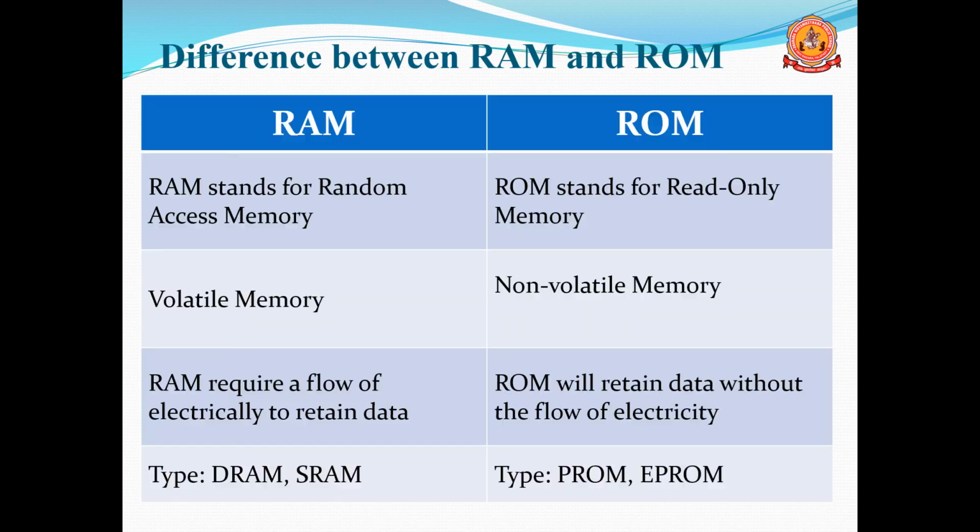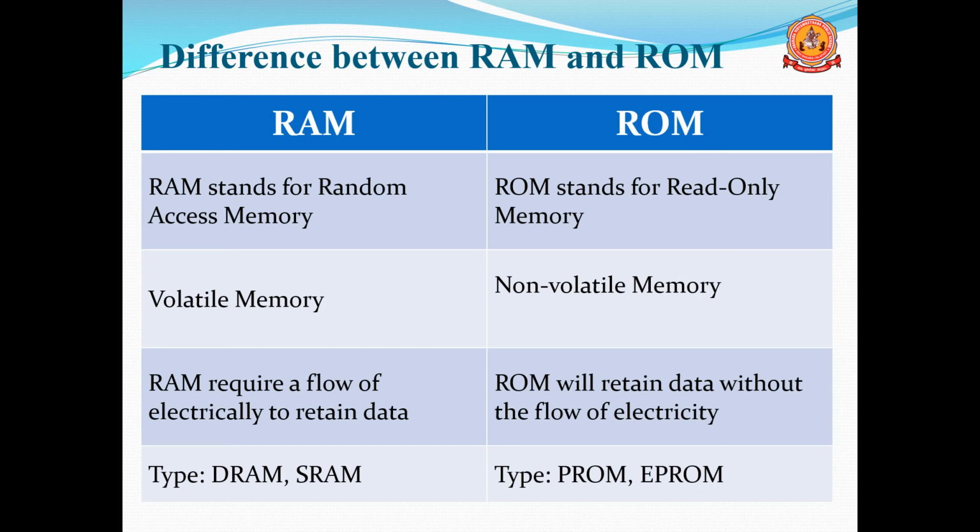Next we will move to the comparison. What is the difference between RAM and ROM? RAM stands for random access memory, ROM stands for read-only memory. That we already know. The main difference between RAM and ROM is that RAM is volatile in nature. Volatile means it is a volatile memory.